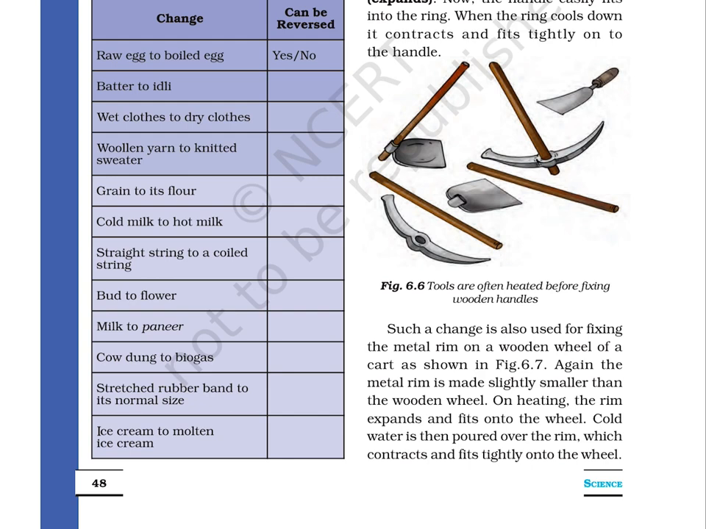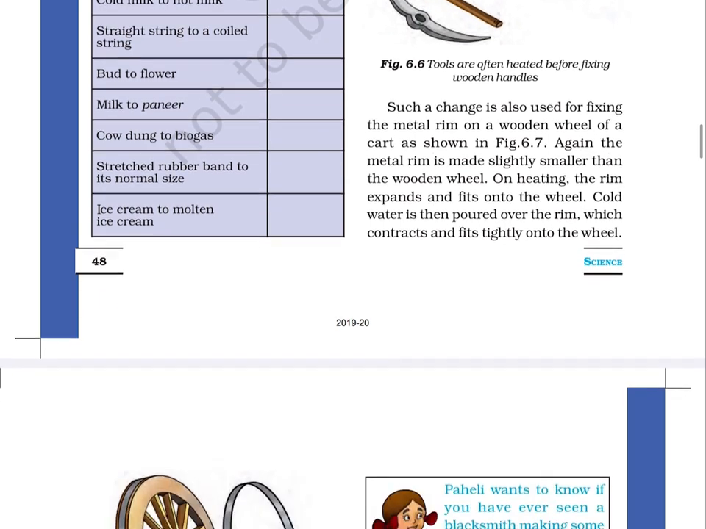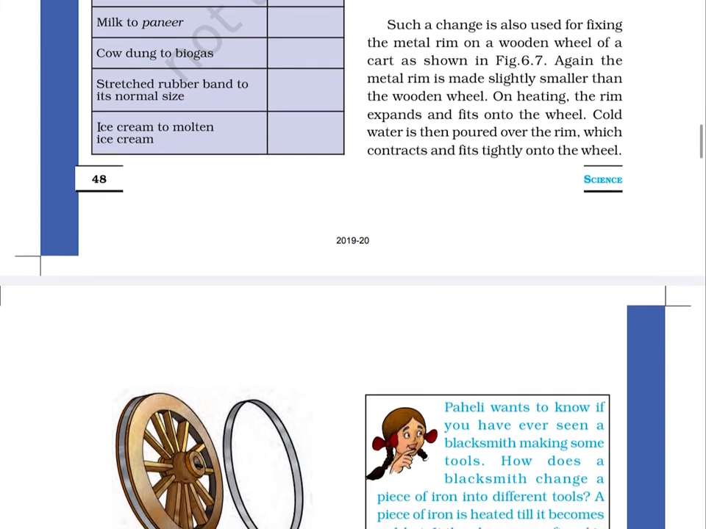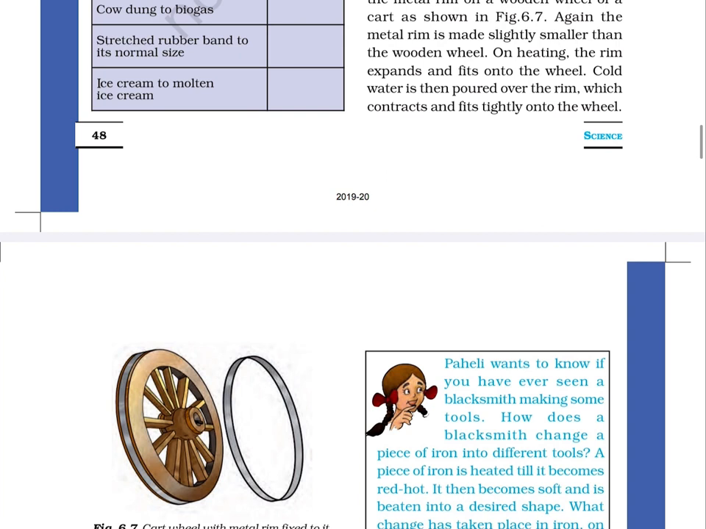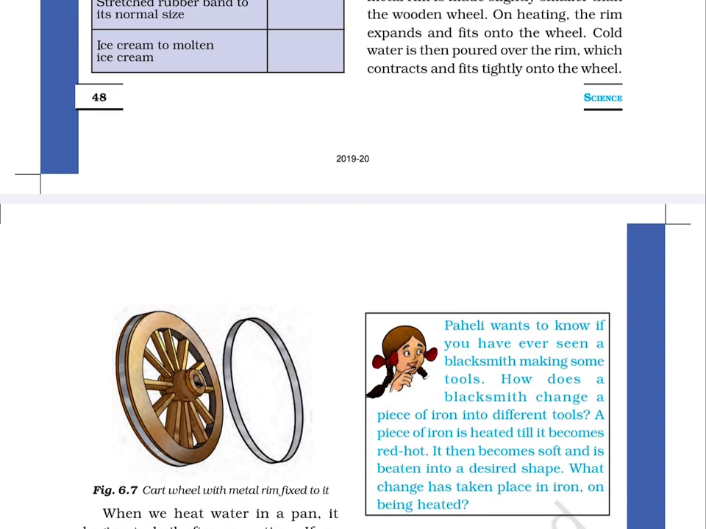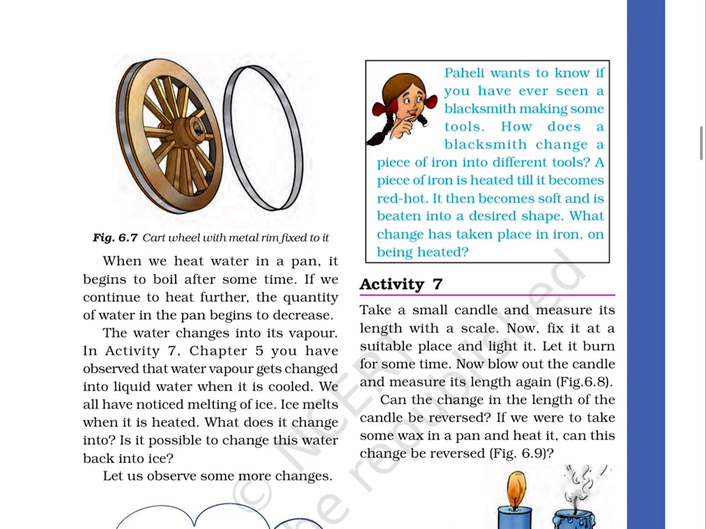Such a change is also used for fixing the metal rim on a wooden wheel of a cart as shown in figure 6.7. Again, the metal rim is made slightly smaller than the wooden wheel. On heating, the rim expands and fits onto the wheel. Cold water is then poured over the rim, which contracts and fits tightly onto the wheel. Page 49. Figure 6.7 shows a cart wheel with metal rim fixed to it.